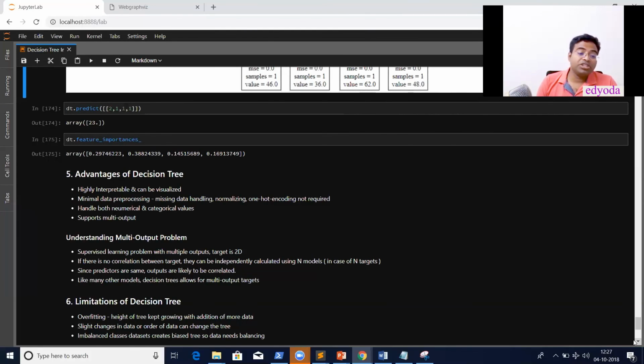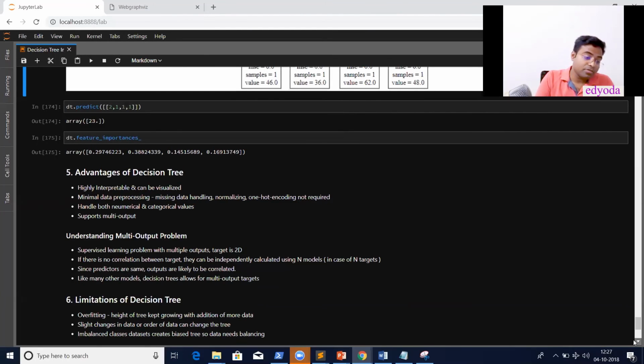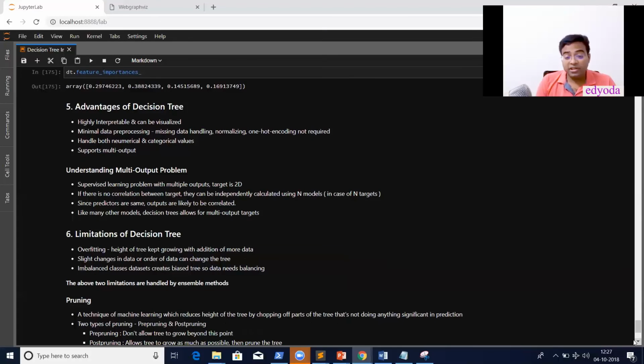Now let's talk about the limitations of decision tree. As you keep increasing the data, if you're not controlling the height or the number of leaves in the last node, you have a potential tendency to overfit. The number of questions can keep on increasing. So decision tree is prone to overfit. A slight change in the order of data can create an overall different decision tree. Imbalanced data sets will generate a biased tree, so you need to balance them before feeding them to the model.